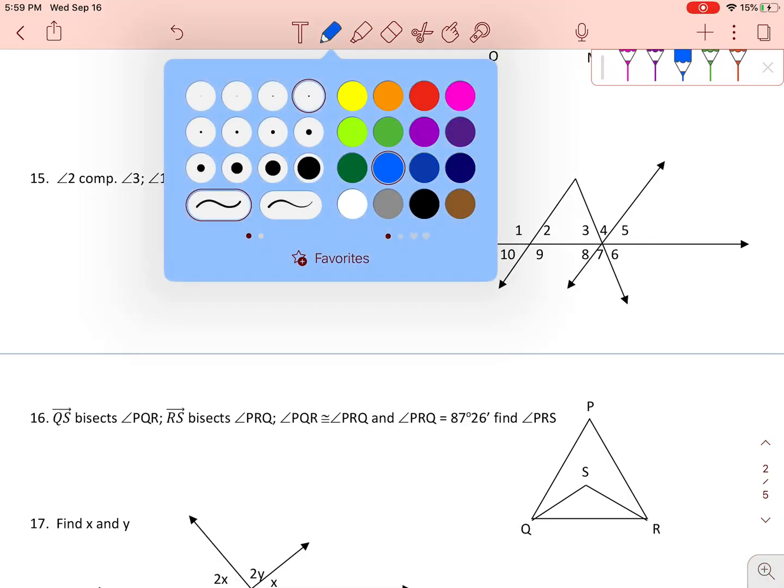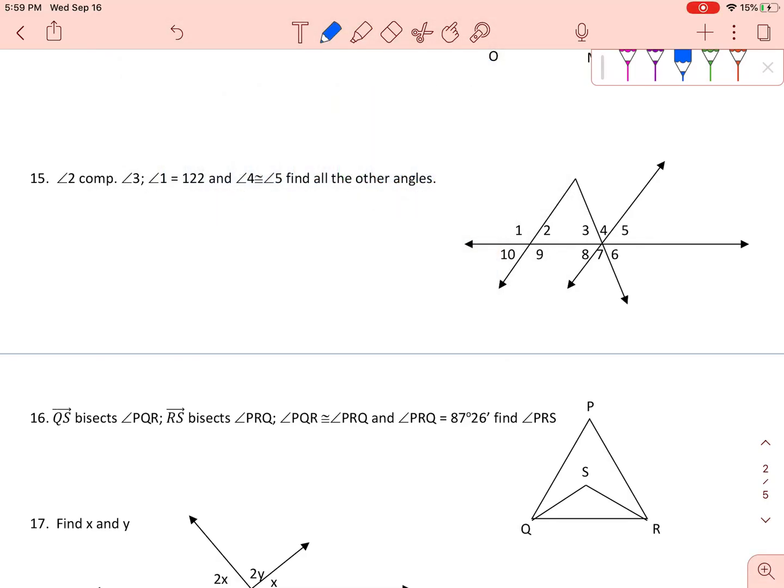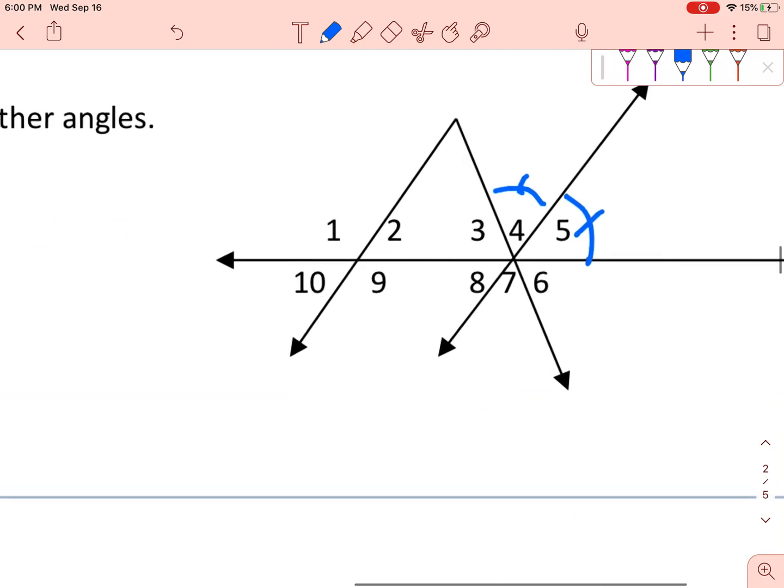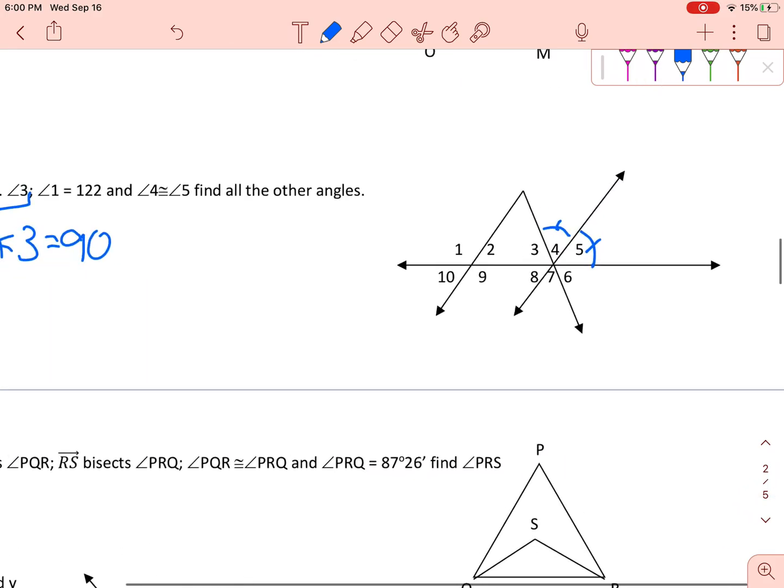All right, guys, I'm getting a request for number 15 as well. Angle 2 is complementary to angle 3, so I'm just going to write this down so I remember. Angle 2 and angle 3 equal 90. Angle 1 is 122, and angle 4 and 5 are congruent, so 4 and 5 are equal. Angle 1 is, what did it say, 122.